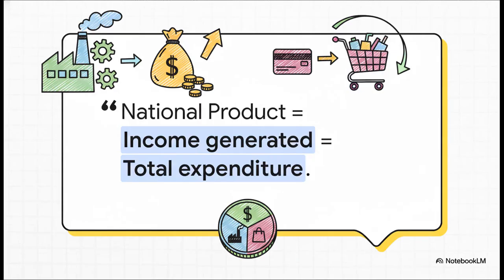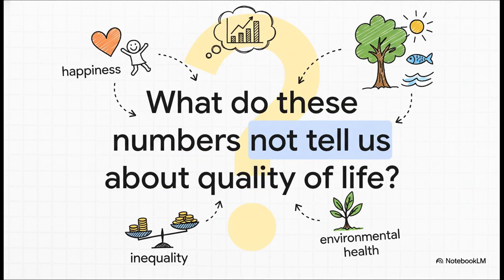And here's the big reveal, the whole point. In a perfectly measured economy, these 3 numbers must be equal. The value of what's produced has to equal the income earned from producing it, which has to equal the amount spent to buy it. They are literally 3 sides of the very same coin. And that single number gives us this incredibly powerful snapshot of an economy's size.